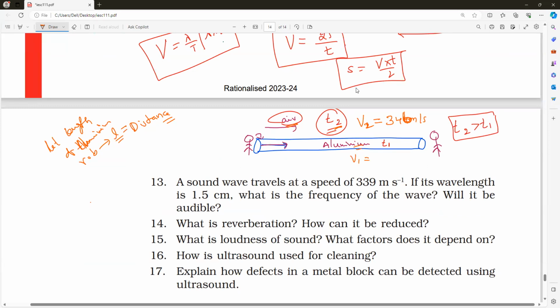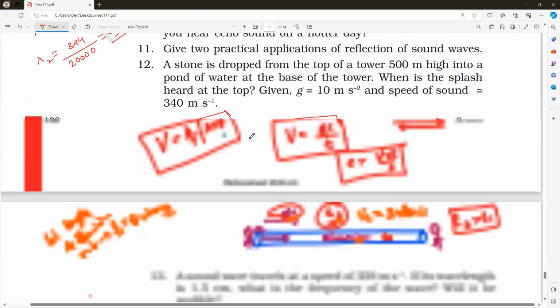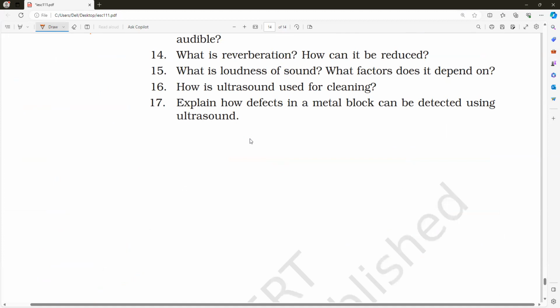V1, speed of sound in aluminium, how much is it? 6420 meters per second. Is it okay, guys? Now, in the given question, what are they asking? Everybody check it. Find the ratio of the times taken by the sound waves in air first and aluminium second. Clear, everybody? We have to find the ratio. Is it okay, guys? Please respond.